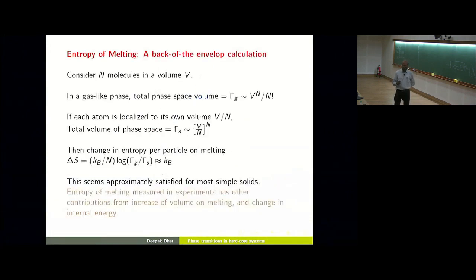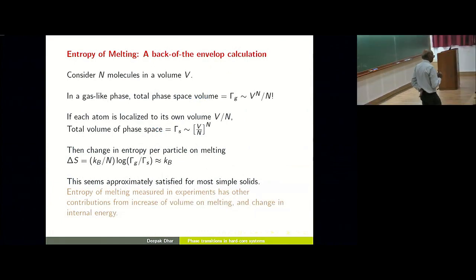Okay, so now, what else can we do with hard spheres? There is a back of the envelope calculation about the density and entropy change at melting, which is very nice and instructive, and it's very hand waving. But it is quite amazing that this kind of hand waving calculation works so well. So I thought I will reproduce this argument here.